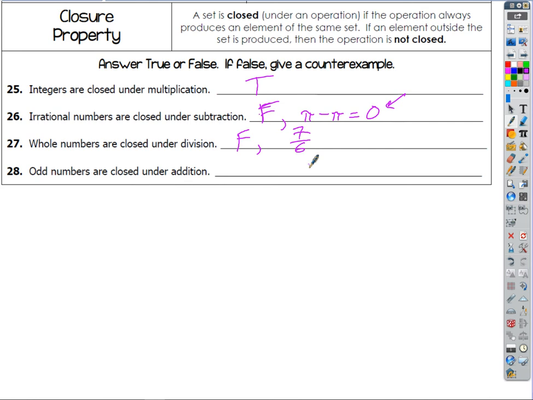Okay, agreed? What about odd numbers are closed under addition? So I start with the set of all odd numbers, and if I add 2 of those, what do you think? It's not closed. There you go, it's false. In fact, I think it's always false. 2 odd numbers added, right, so we get an even. Okay, good. Questions on that?